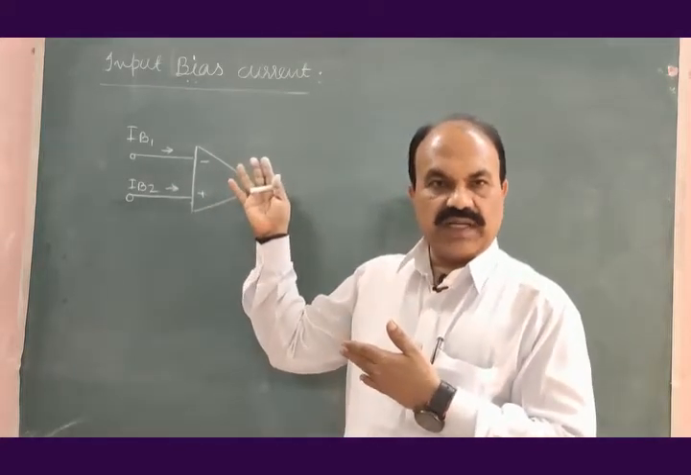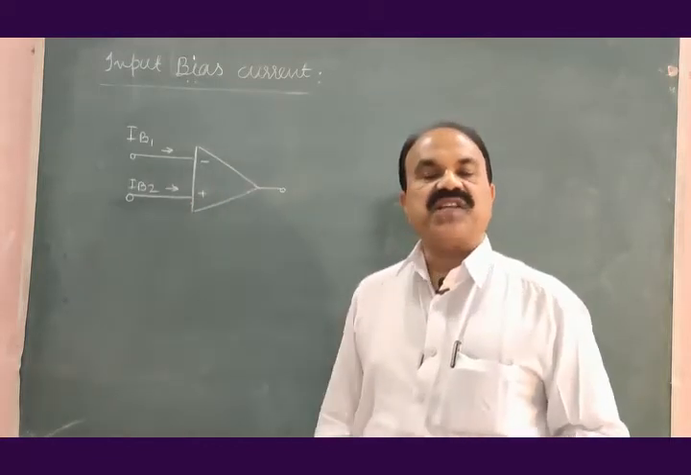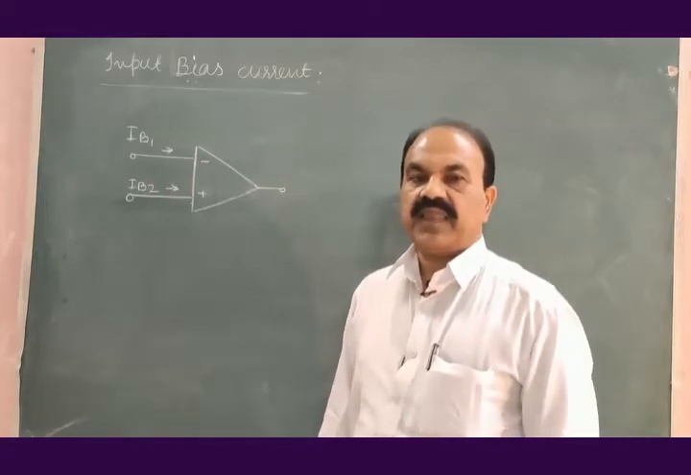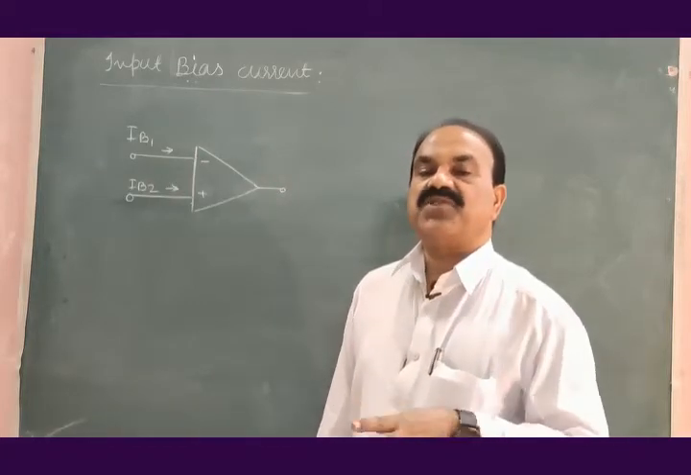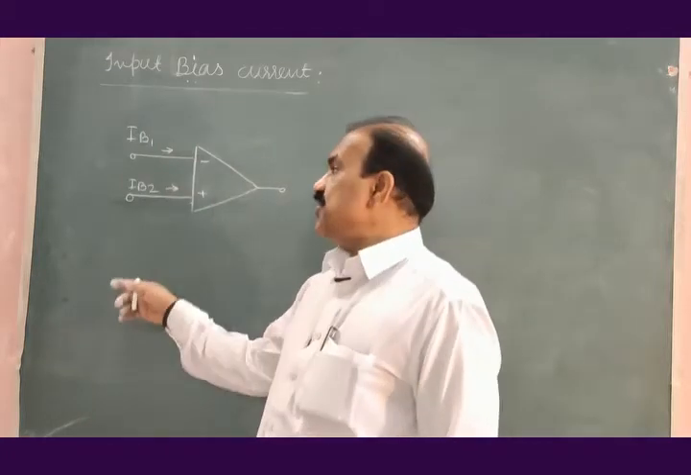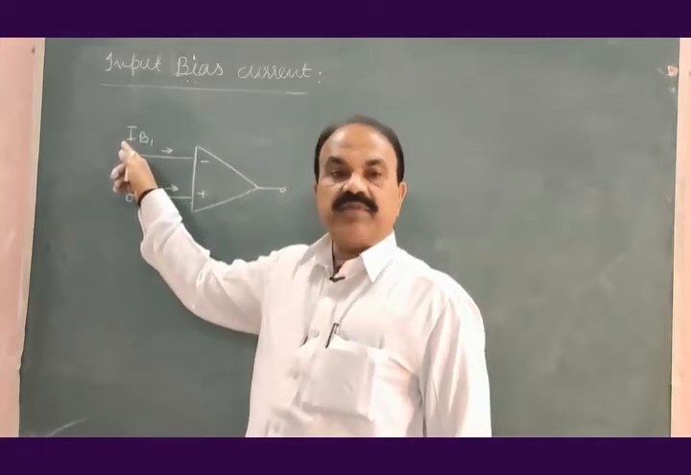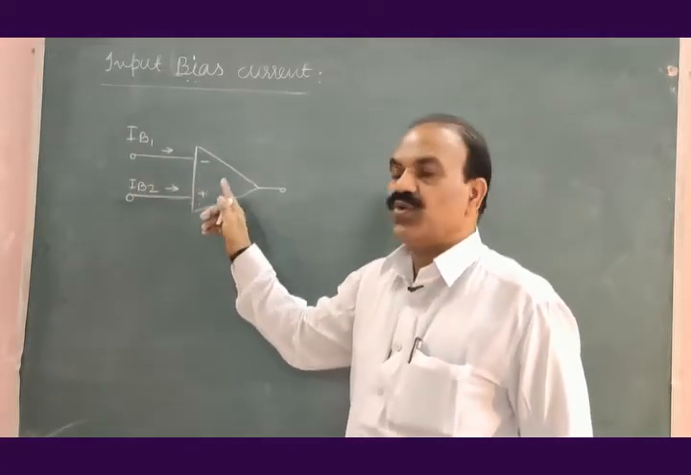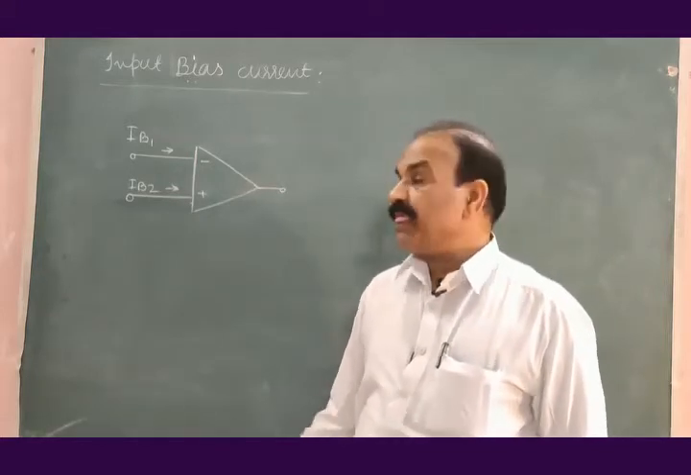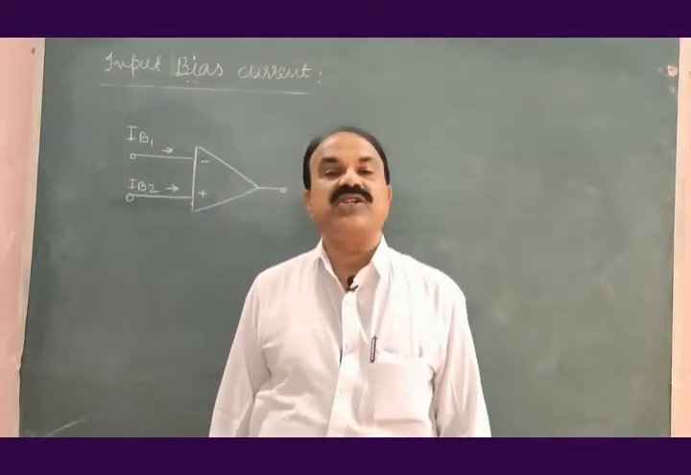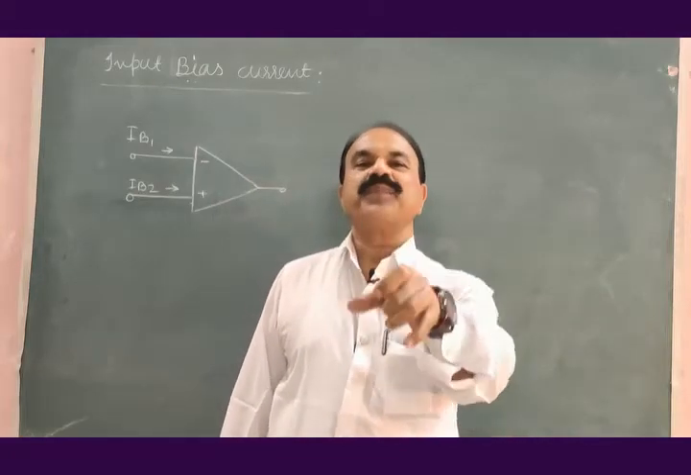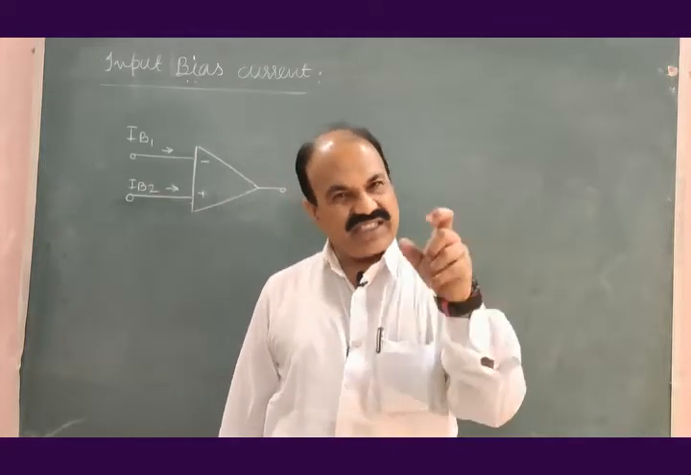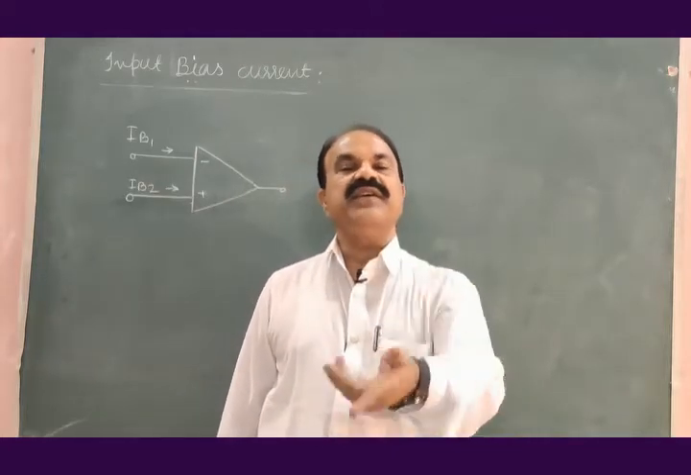So just similar to other electronic circuits, operational amplifier should also be properly biased. Because of this proper biasing of the operational amplifier at the input stage, current IB1 flows through inverting input terminal, current IB2 flows through non-inverting input terminal. IB1 corresponds to the base current of the first transistor in the input stage, IB2 corresponds to the base current of the second transistor in the input stage.